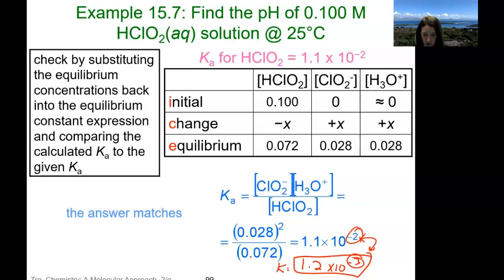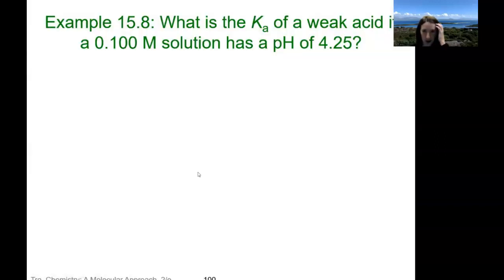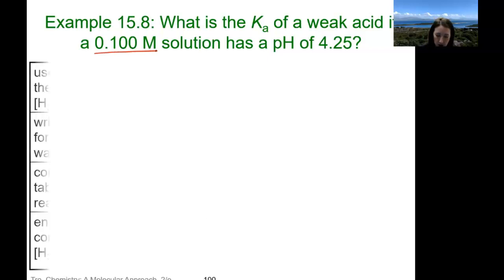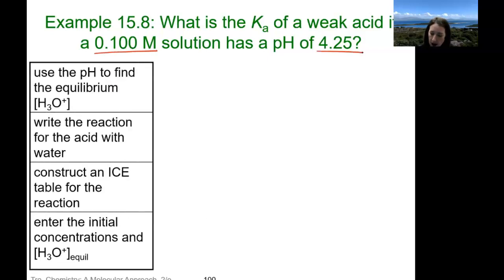Okay, let's try another one of these. So when you first see these, they seem kind of crazy. Now this one's a little bit different. So let's look at this problem here. What is the Ka of a weak acid? Okay, so now this time they're asking us for K. They're giving us a concentration and a pH.